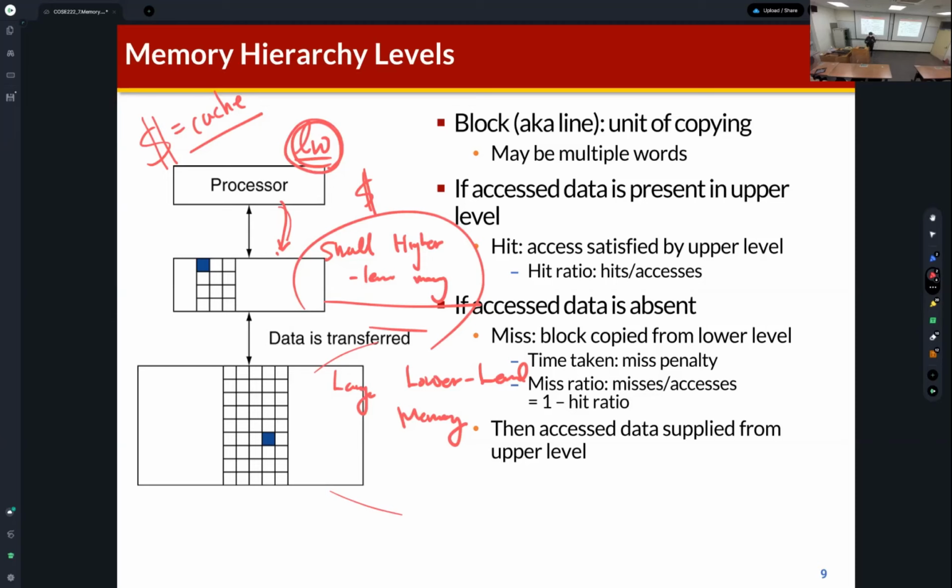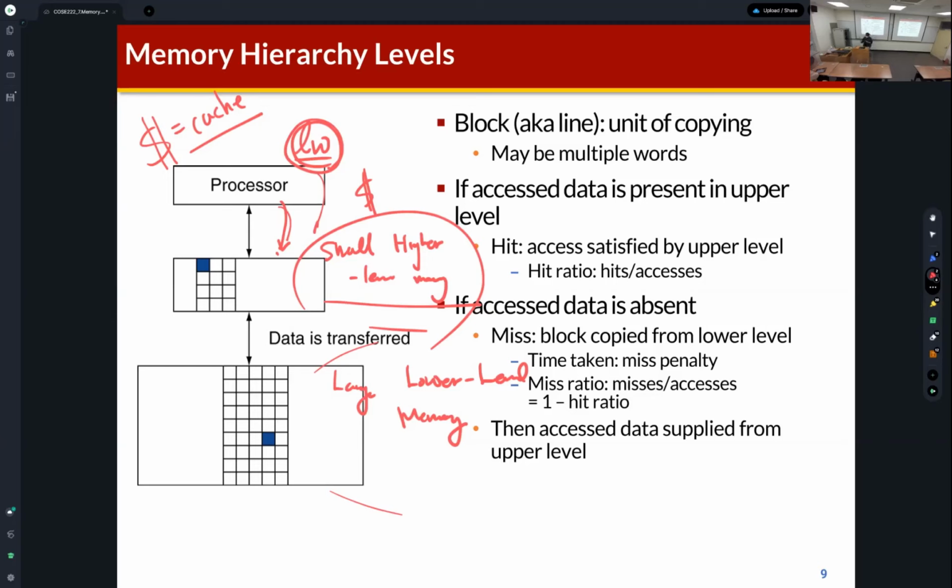We cannot store every piece of data inside the cache because the size is small. So we just store the frequently accessed data. We estimate that this data is frequently accessed, so we store this data in the cache. When the load instruction requests the data from the higher level cache, this data can be found or not. There are two cases, right?